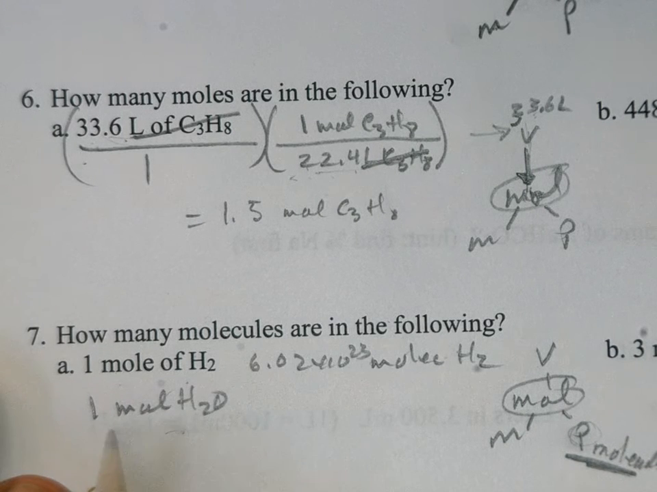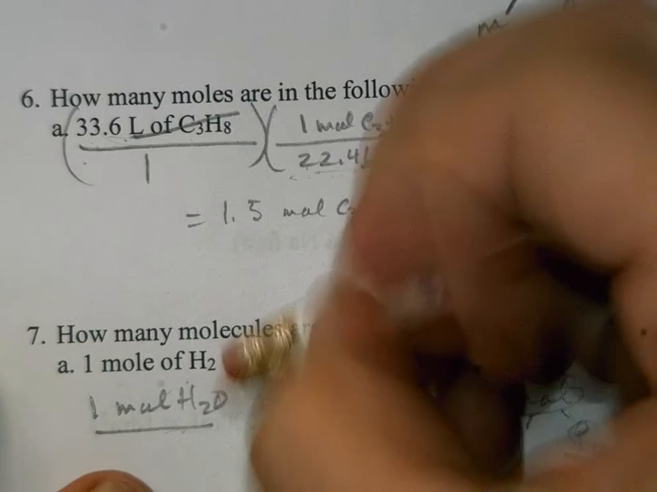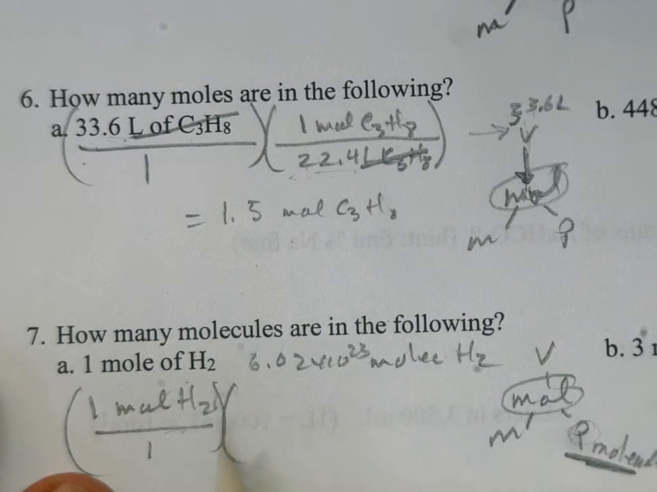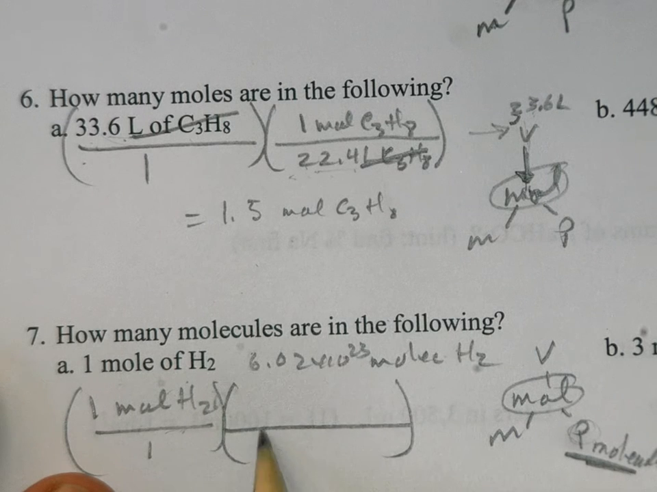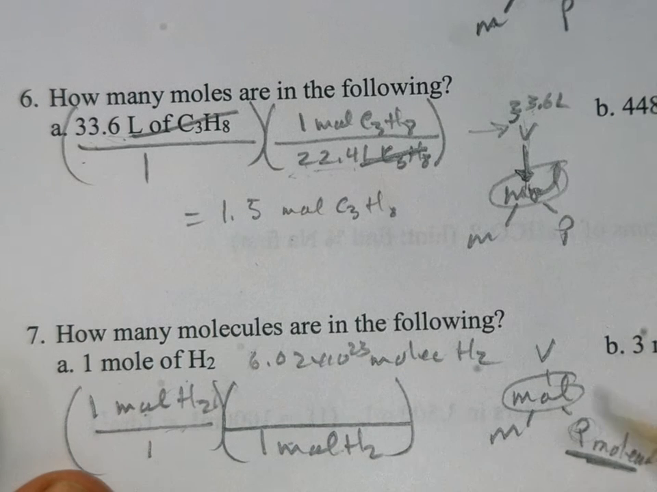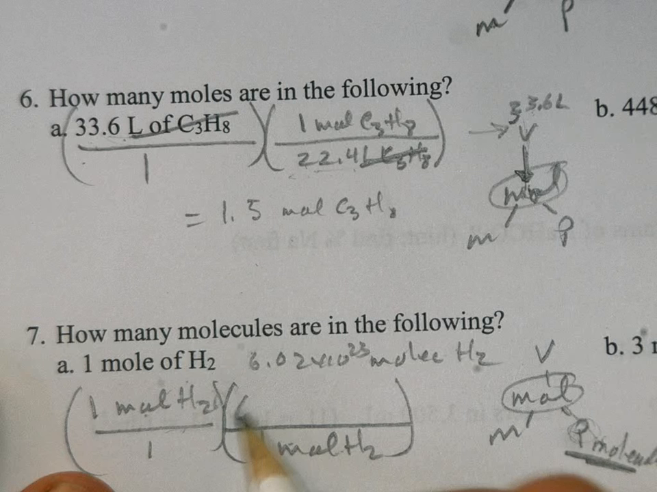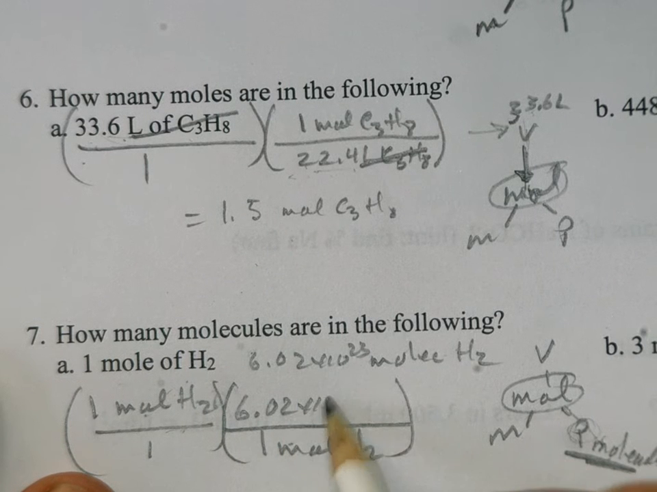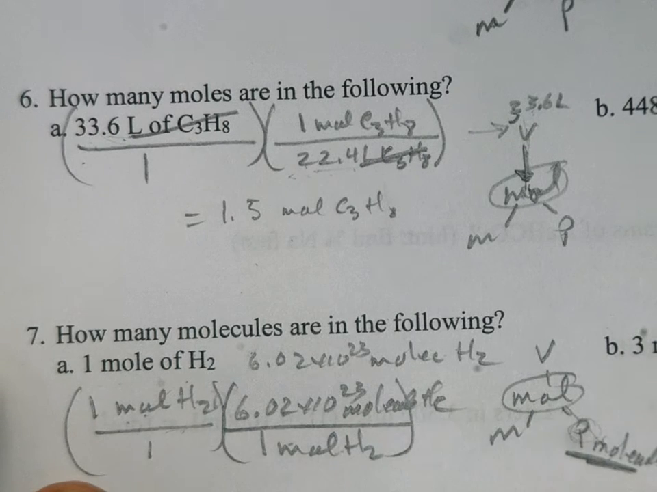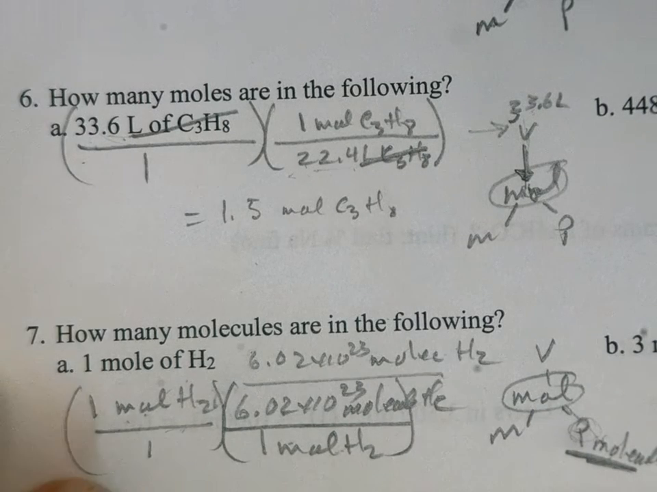Here's the given, 1 mole of, oh, not H2O, of H2. That's the given. And then I'm going to say, 1 mole of H2 is going to be how many molecules? Since we're going from moles to molecules, we're going to multiply by Avogadro's number. So molecules of H2. So now we've got 1 times Avogadro's number. There's the answer.